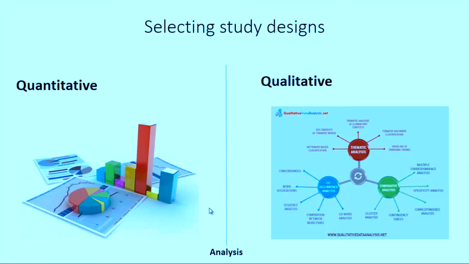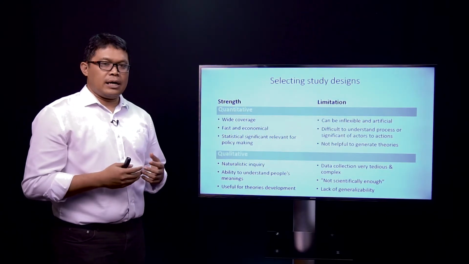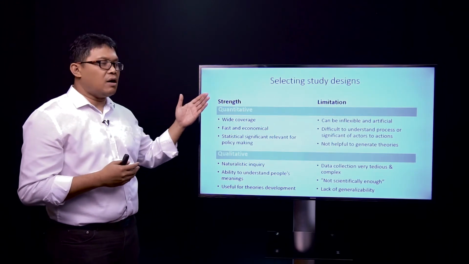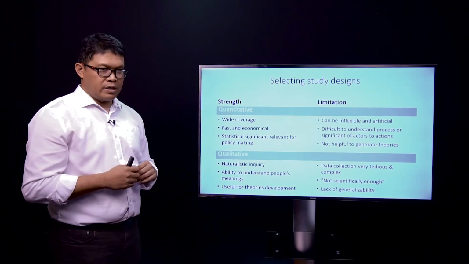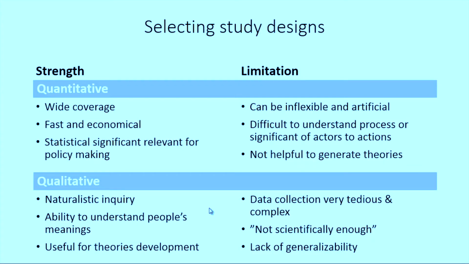In analysis, we use statistical analysis in quantitative study, while in qualitative study, we use thematic and narration for analyzing the reality. Additionally, we also need to consider the strength and limitation of both methods. For example, the strength of quantitative study is that we can have a wide coverage of study, we can do it fast and economical, and that the statistical significance is relevant for policymaking.